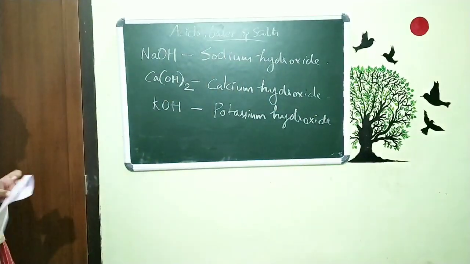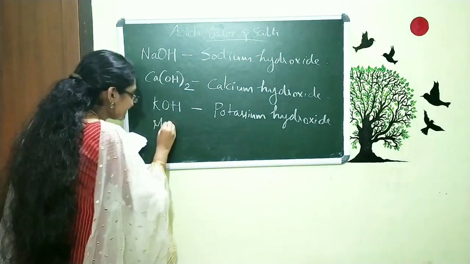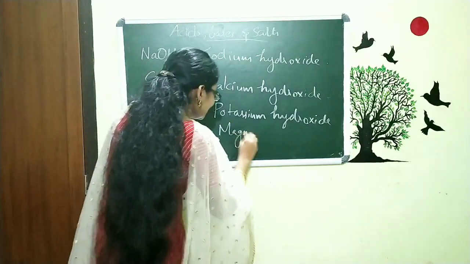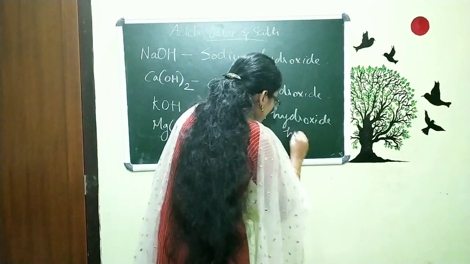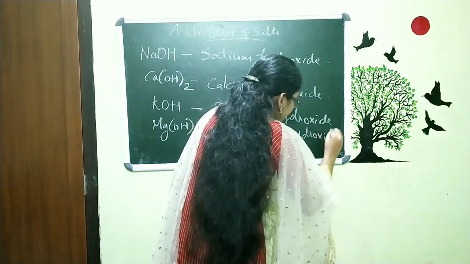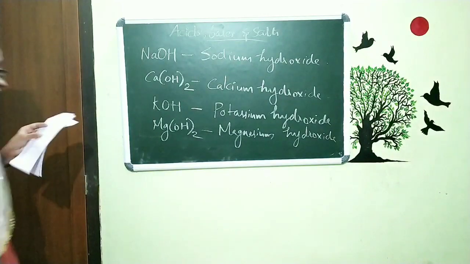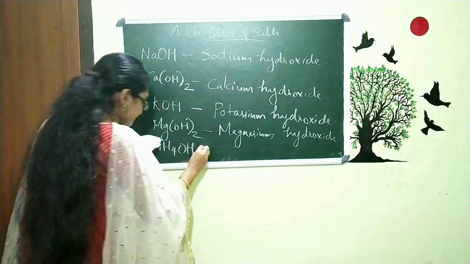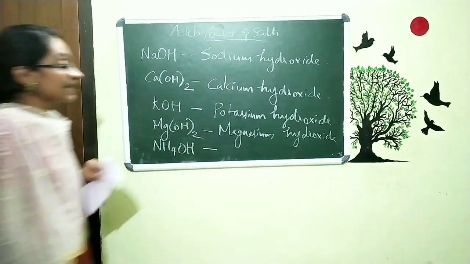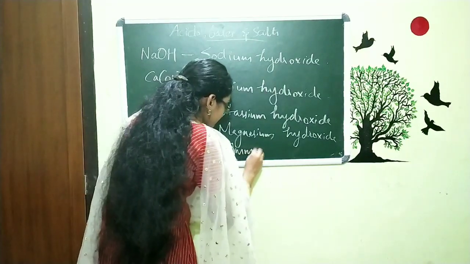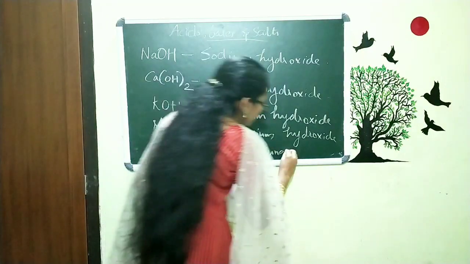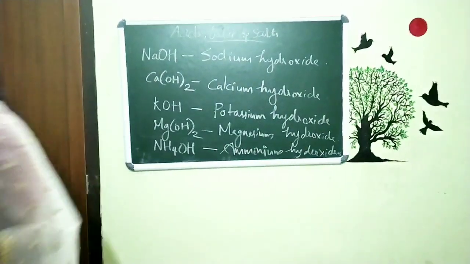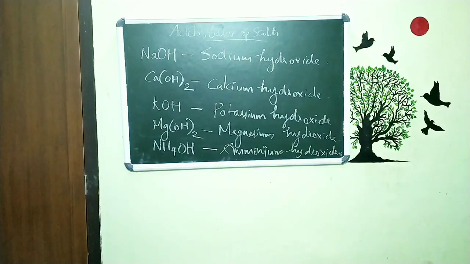Potassium hydroxide, KOH. The next one is Mg(OH)2. This is magnesium hydroxide. The next one is NH4OH. This is ammonium hydroxide. So these are the examples for the acids and bases.